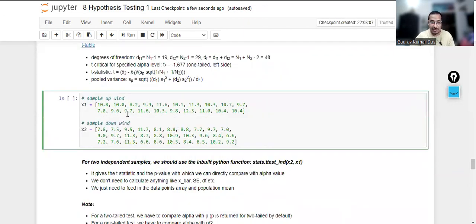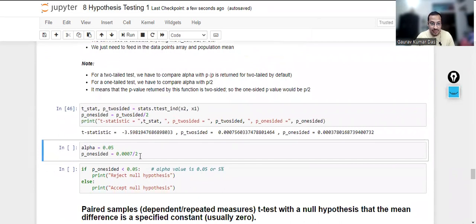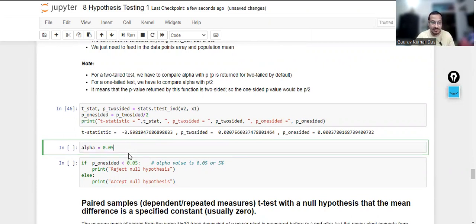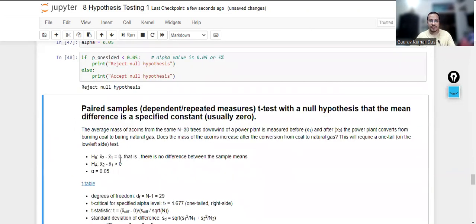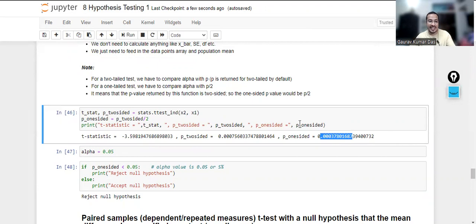So x2 is not defined because I have not run this, right? Great. So once I get all this, I can compare it with the one-sided value, p one-sided. We reject the null hypothesis because my p one-sided is actually 0.03, which is of course less than the alpha, which means that it is lying in the rejection region. My null hypothesis will be rejected. In fact, here I can remove all this because we don't need two-sided here.